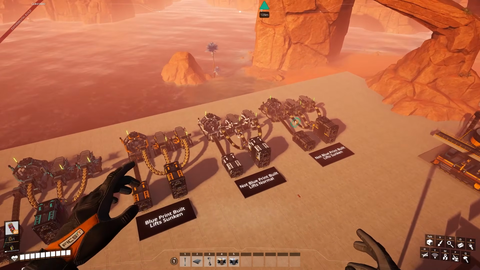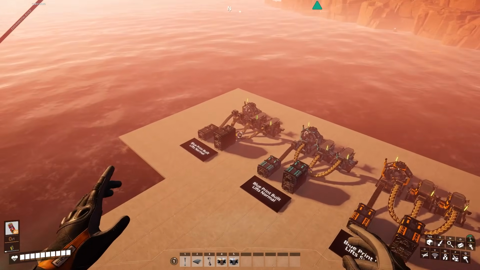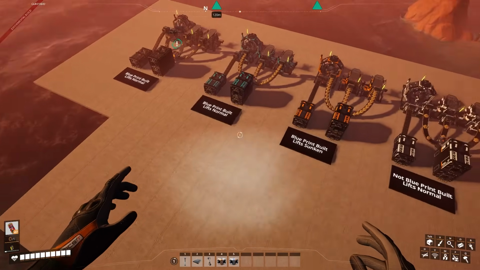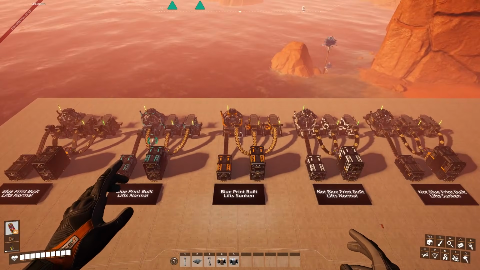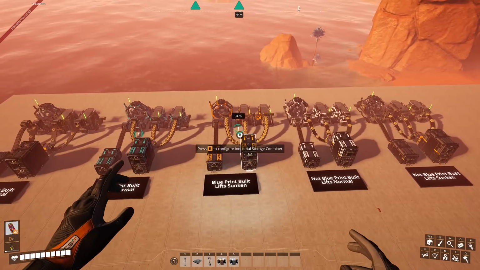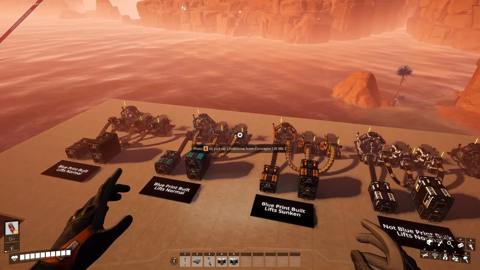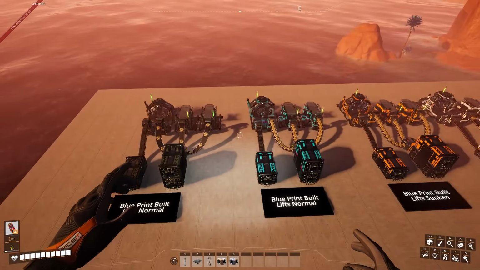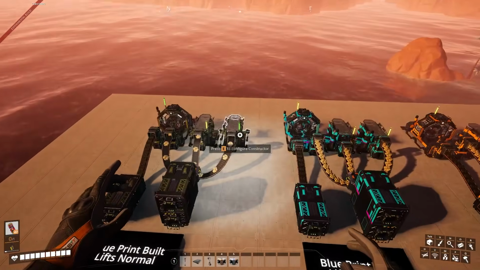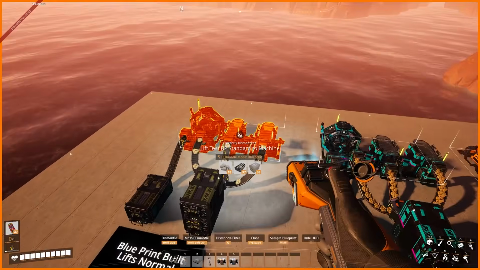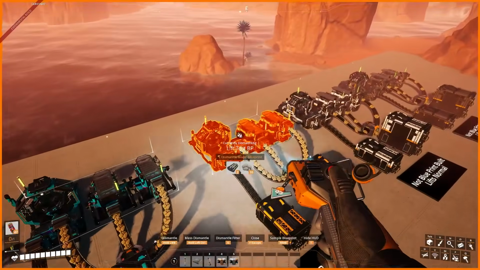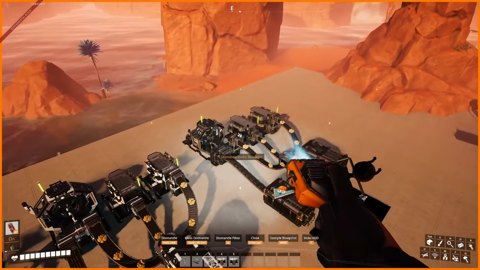This one's got materials flowing, this one's got materials flowing, and this one's got materials flowing. These two do not. So these 5, I should say, these first 3 are all blueprints. Blueprint, blueprint, blueprint, not blueprint, not blueprint.